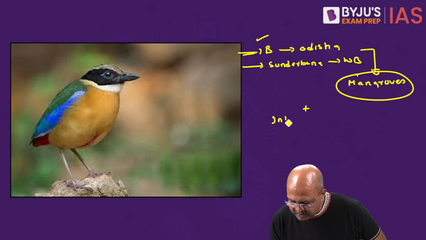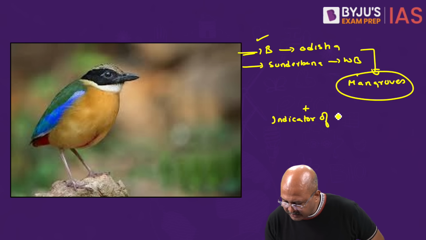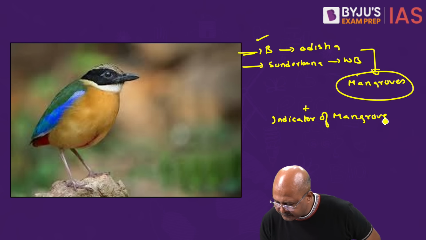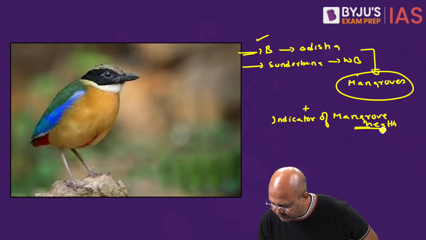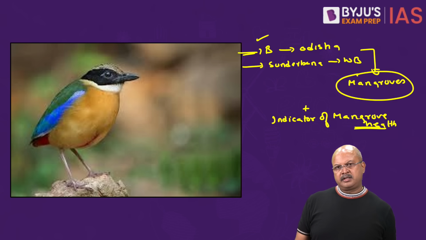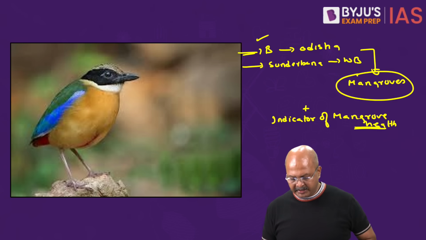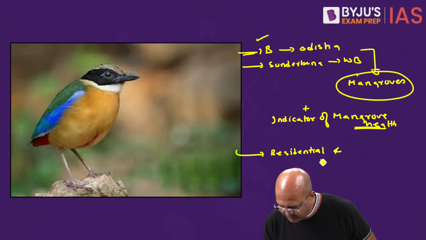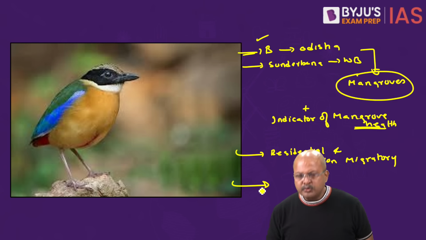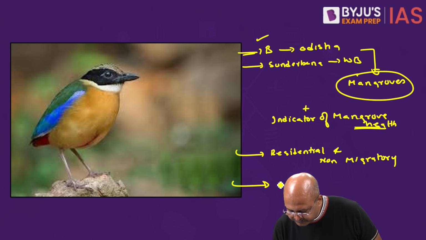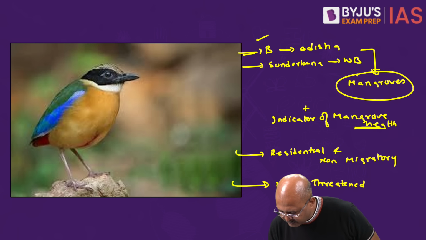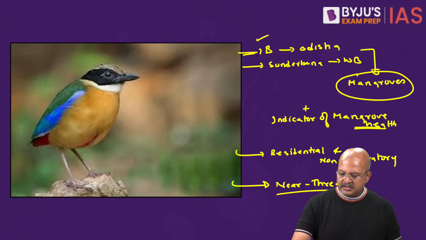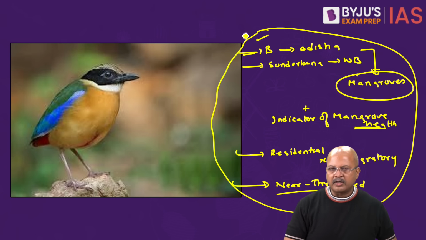It is an indicator species, an indicator of mangrove health. And this bird is residential and non-migratory. And its IUCN status is near threatened. Now these are the facts about the mangrove pitta.